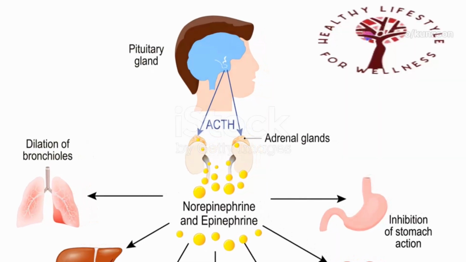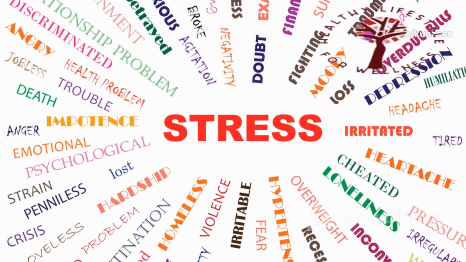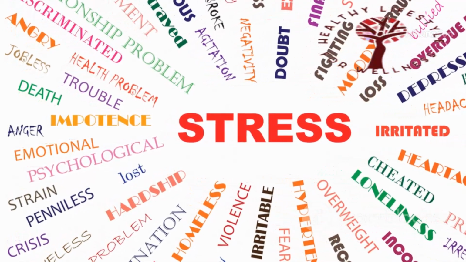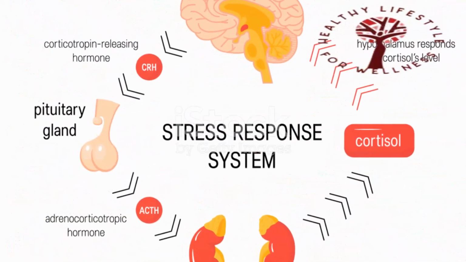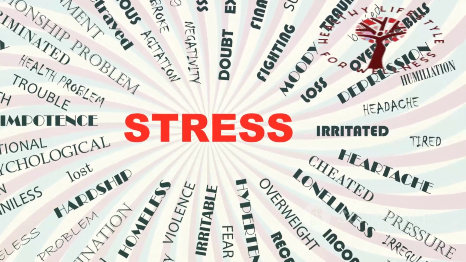Response to stress. The RAAS is activated in response to various stressors such as low blood pressure, dehydration, or decreased blood flow to the kidneys. Its activation helps the body respond appropriately to these stressors and maintain physiological equilibrium.